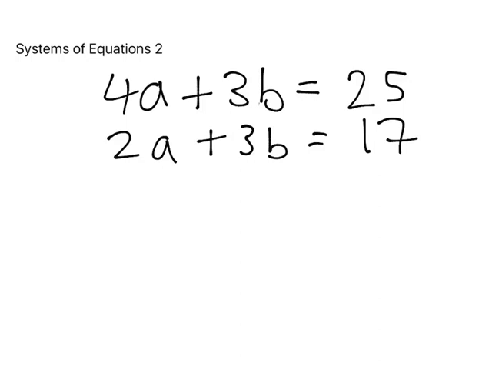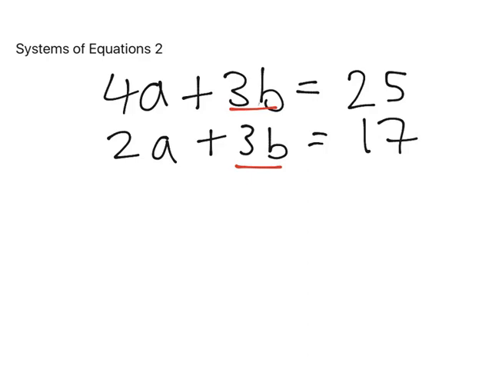Here is a system of equations. 4a plus 3b equals 25, 2a plus 3b equals 17. We can guess and check, like in the last video, like maybe a is 2, b is 3, and check. But that will take some luck, or it might take a lot of time. Instead, we can notice that there's a 3b here, and there's a 3b here.